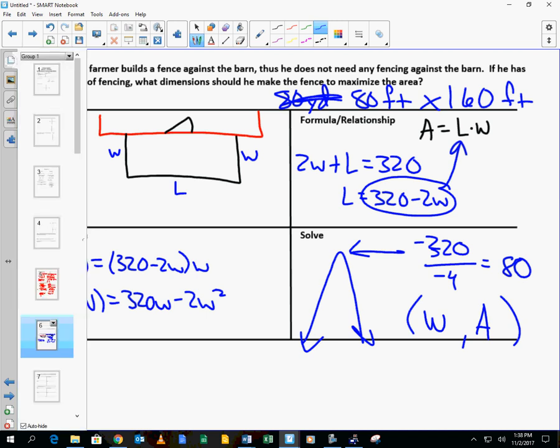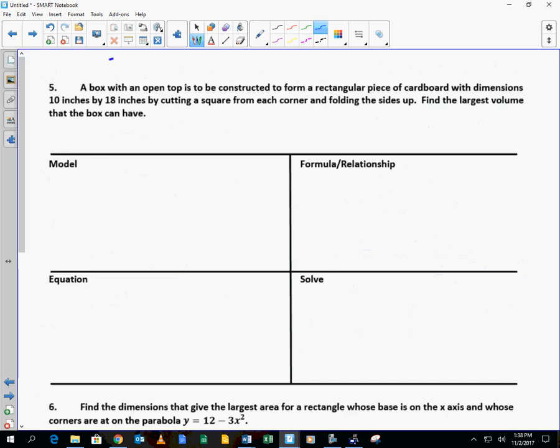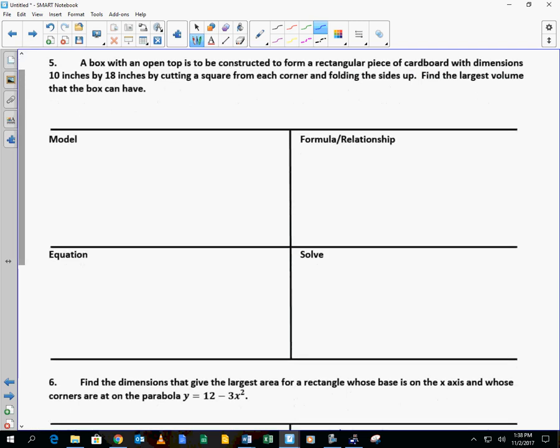So let us finish off with one more problem. We'll get the other three tomorrow. The nice thing is a problem you've seen before. A box with an open top is to be constructed from a rectangular piece of cardboard. The box is 10 by 18. I'm going to cut a square corner from each side and fold it up. Find the largest volume. Simple.